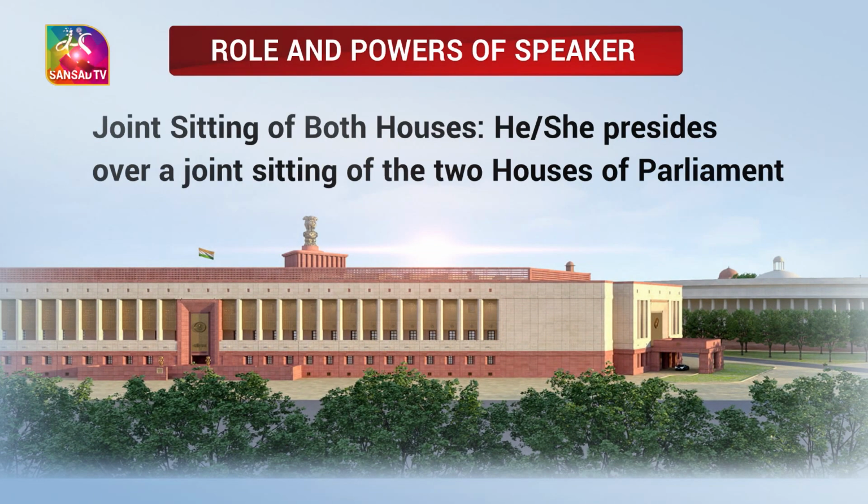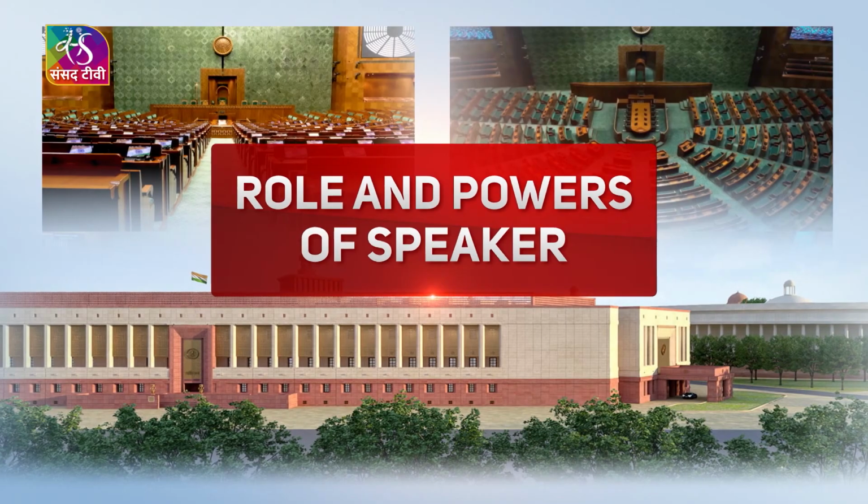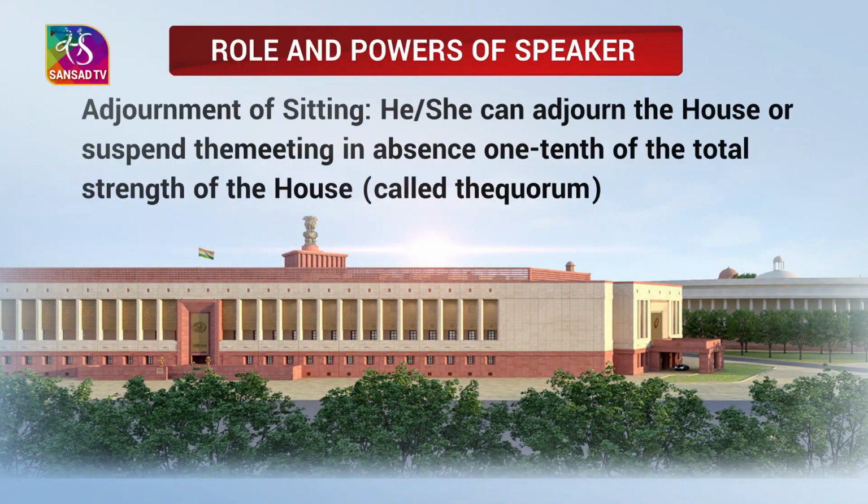Joint sitting of both houses. He or she presides over a joint sitting of the 2 houses of Parliament. Such a sitting is summoned by the President to settle a deadlock between the 2 houses on a bill. Adjournment of sitting. He or she can adjourn the House or suspend the meeting in the absence of 1/10 of the total strength of the House, which is called the quorum of the House.